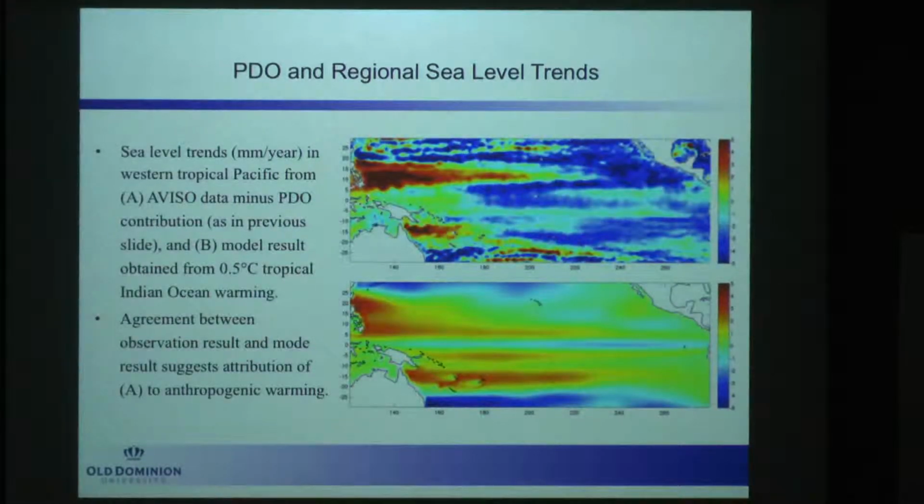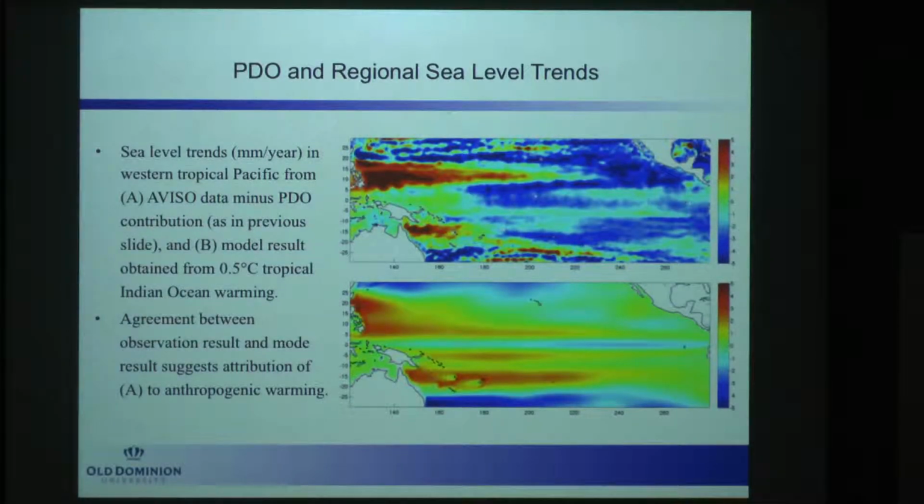And we did one final test. So to try to understand this pattern and try to attribute it to anthropogenic forcing. Sorry, I didn't remove that one. I probably should have. But we did a very simple model experiment.